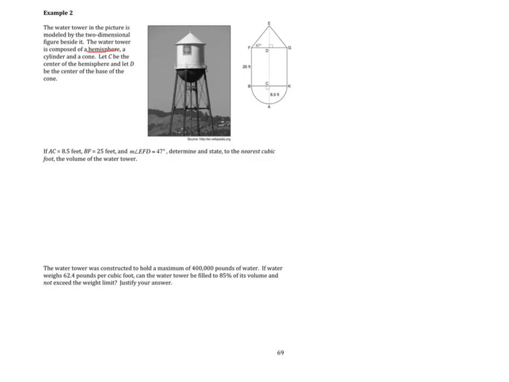Okay, so we're looking at this diagram here as a replica of the three-dimensional one here. If AC is 8.5 feet, BF is 25 feet, and the measure of angle EFD is equal to 47 degrees, determine and state to the nearest cubic foot the volume of the water tower. So what we're going to have to do is piece this together.